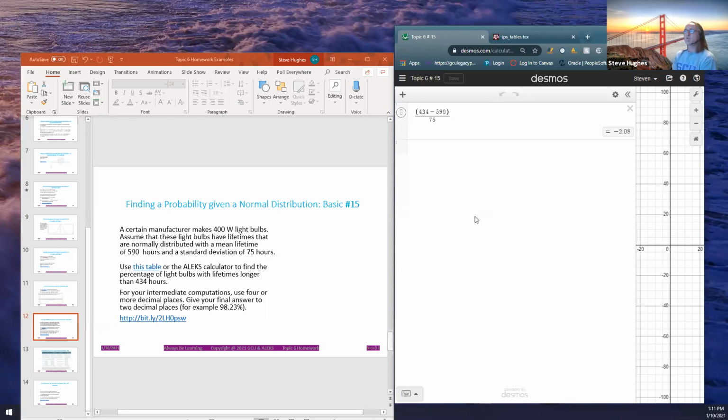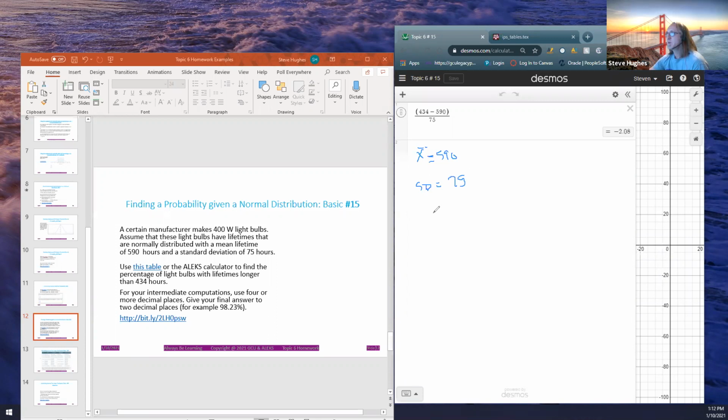Finding a probability given a normal distribution. This is similar to homework question number 15, topic 6. A certain manufacturer makes a 400-watt light bulb. Assume that these bulbs have a lifetime that is normally distributed with a mean of 590, and the standard deviation is 75.